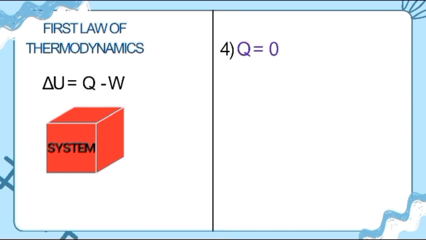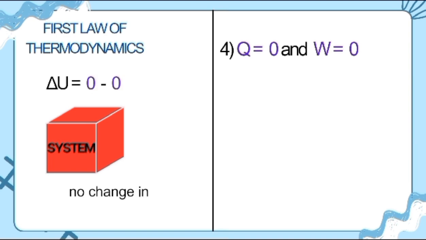And if Q and W are both zero, meaning there is no heat transfer and no work done, there can be no change in internal energy, and this must be an isolated system.